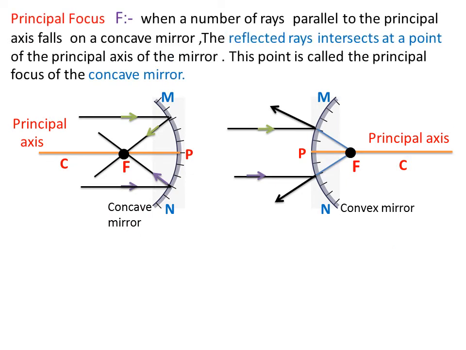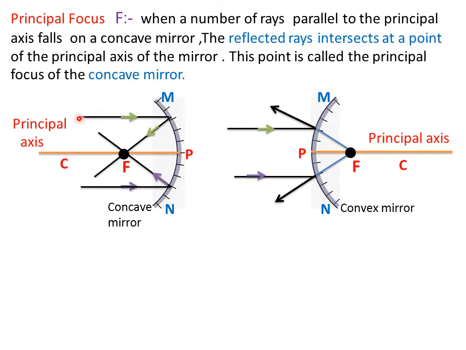Another definition is principal focus, and this is one of the most important definitions, because in concave and convex mirrors the definition may be different. So the principal focus F of a concave mirror we are defining now. When a number of rays parallel to the principal axis fall on a concave mirror like this, the reflected rays intersect at a point on the principal axis of the mirror. This point is called the principal focus of the concave mirror.